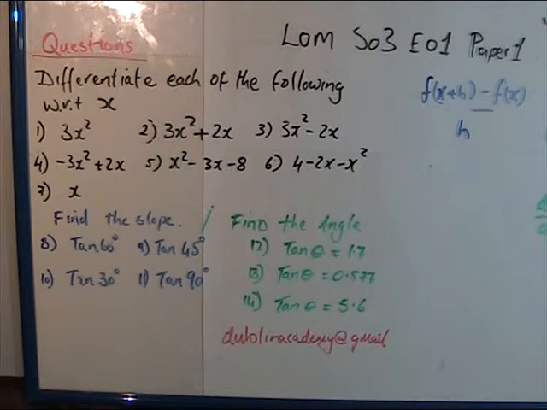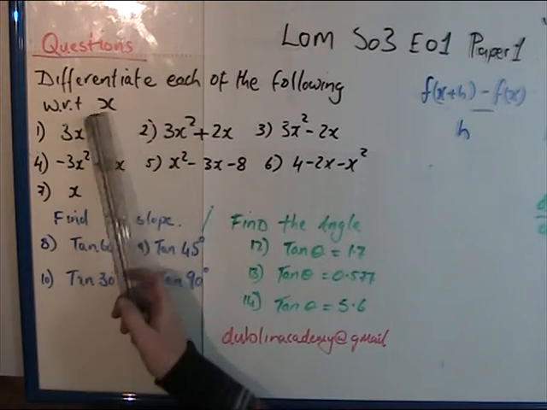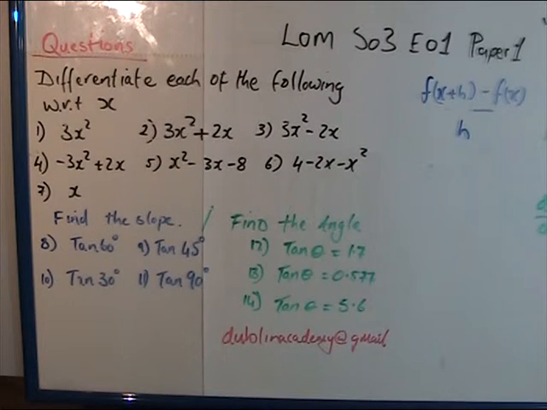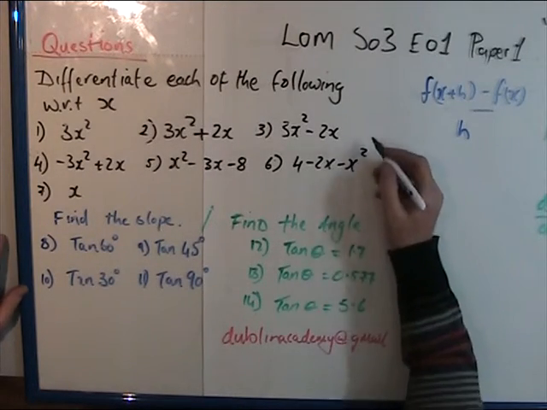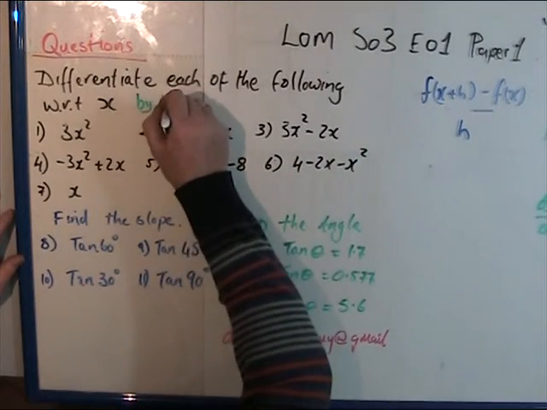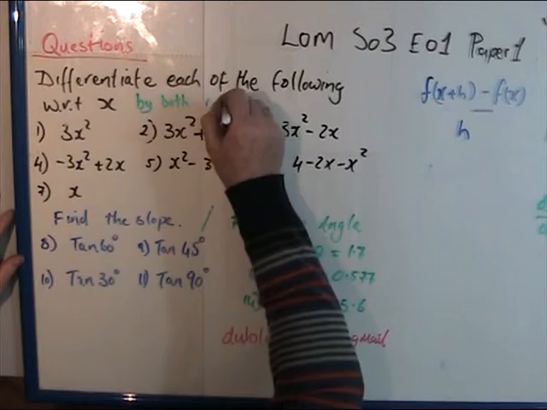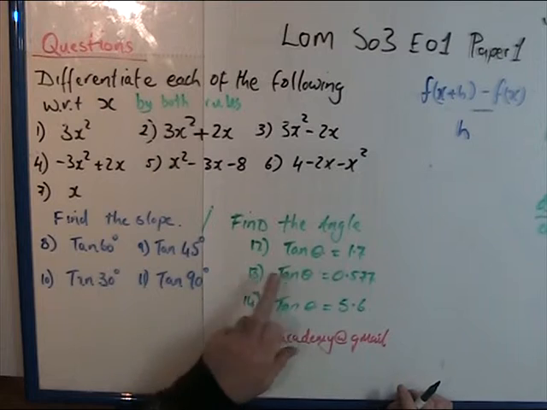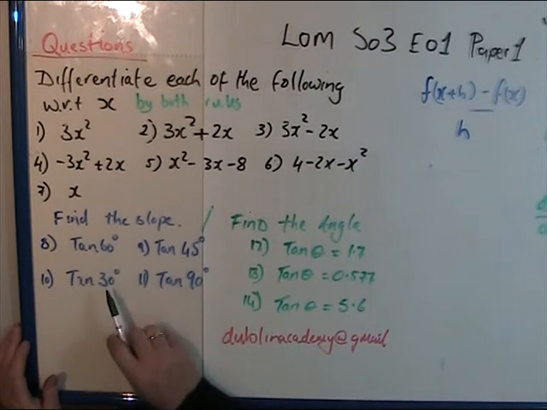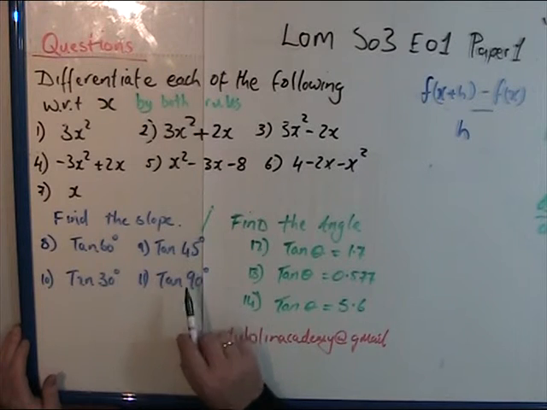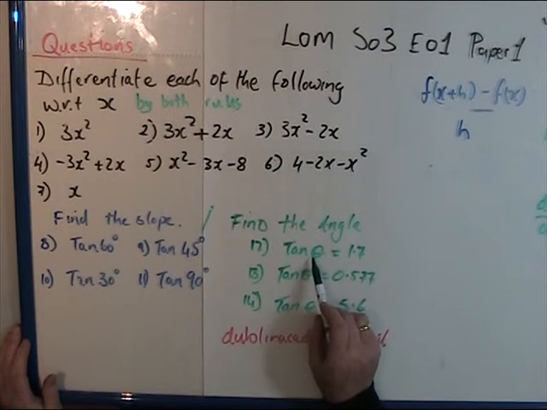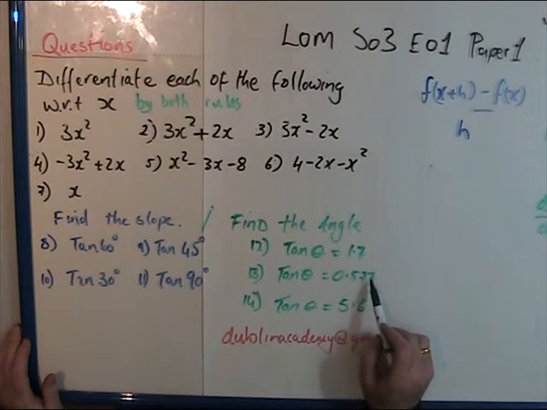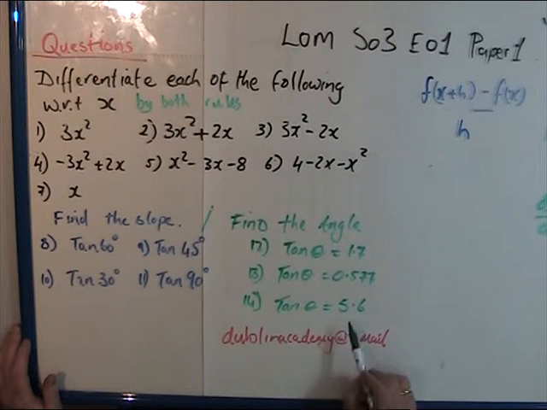Now these questions here are: differentiate with respect to x. I'm going to tell you to do this by both rules, that's the long way and the short way. Find the slope of this. Find the angle, so you're using your tans: tan of 60, tan of 30, tan of 90, tan of 45. This one here is number 12: tan of theta is equal to 1.7, tan of the angle theta is equal to 0.577, tan of the angle is equal to 5.6.